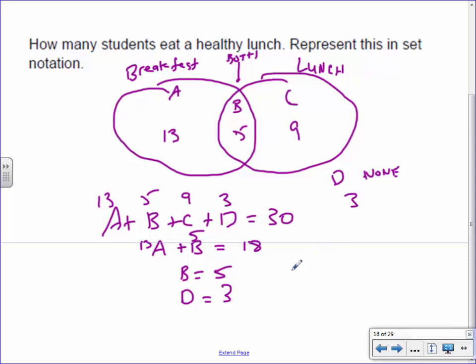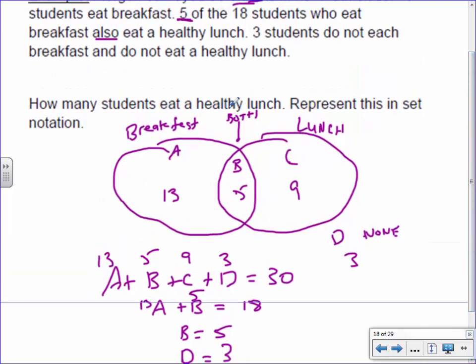Okay. Now, to answer their question, now that we finally know what everything is, the question is, how many students eat a healthy lunch? So then, healthy lunch is actually 14, though. It's not 9. That's what everybody forgets, they forget you got to count the kids who ate lunch and breakfast, though, right? So 9 kids only eat lunch, but add on 5 more who ate breakfast and lunch. Because it said 3 students do not eat breakfast and don't eat a healthy lunch. So that's them. Those 3 kids don't eat at all.